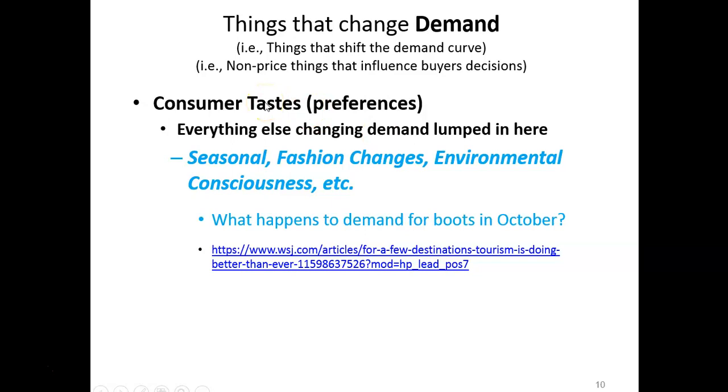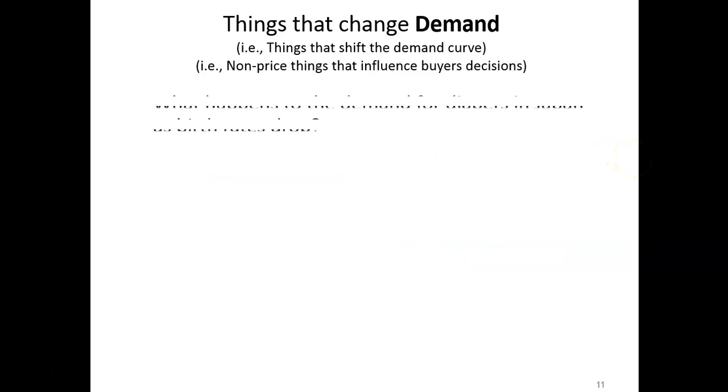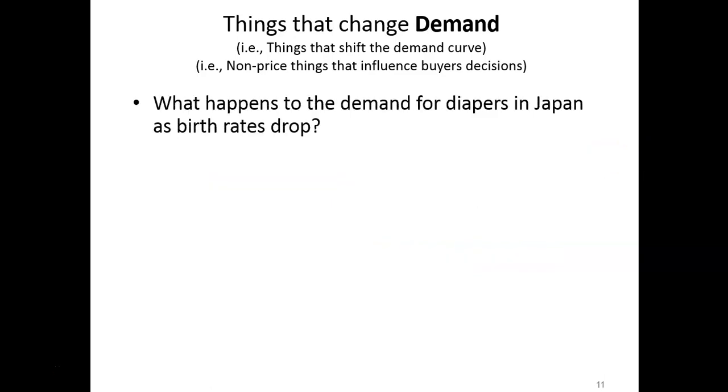So basically, all kinds of things change consumers' preferences. Okay, so that's going to be lumped into consumers' tastes. However, other things change demand in very predictable ways. So here's something that has been happening over the last decade or so and is predicted to continue to happen in Japan and frankly most developed countries. What happens to demand for diapers in Japan as the birth rate drops?